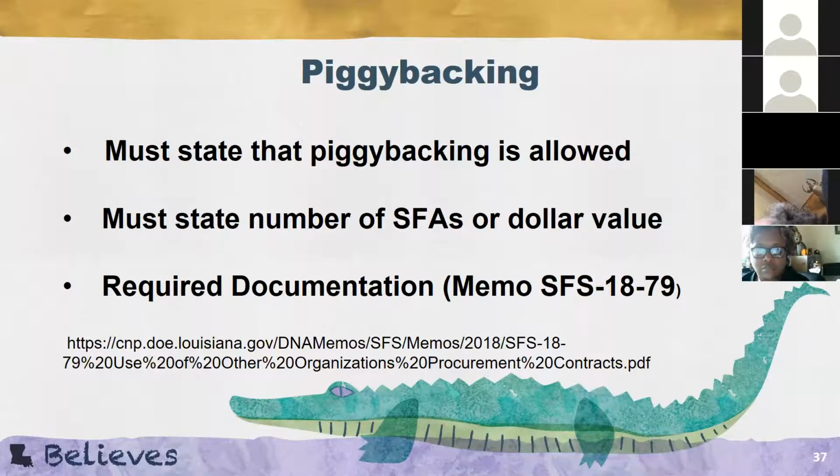Some of the documents that must be obtained are the original cost price analysis, a copy of the public advertisement, and the scoring of the original contract to ensure that the solicitation was awarded with price as the primary factor. You can refer to memo SFS 1879 for the list of documents that the piggybacking SFA must obtain for the original solicitation. It's often very difficult to obtain some of these documents, but if you are unable to obtain them all, then you cannot use the contract.